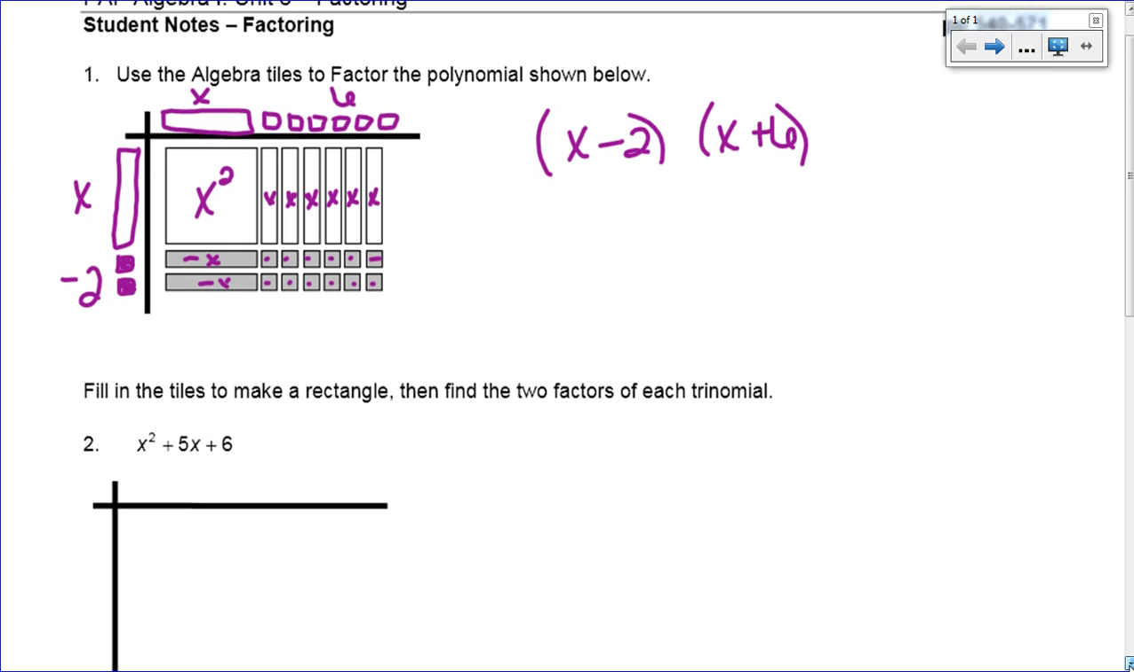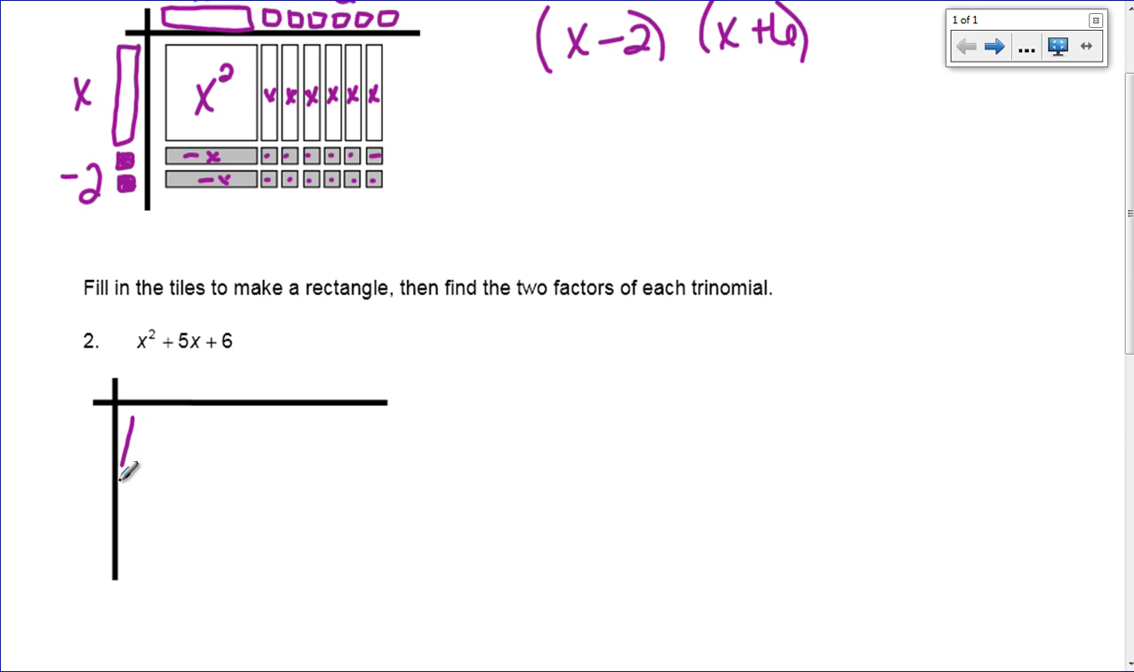So the first thing I'm going to do is draw my big x squared. So there's my x squared. Then I need 5x. So I need 5x's total, and I'm not just going to write them all out in a line here. I need to be able to make a rectangle, so I'm going to split it. 5x will break up into 2x and 3x, because 2 plus 3 makes 5. So I'm going to split it up.